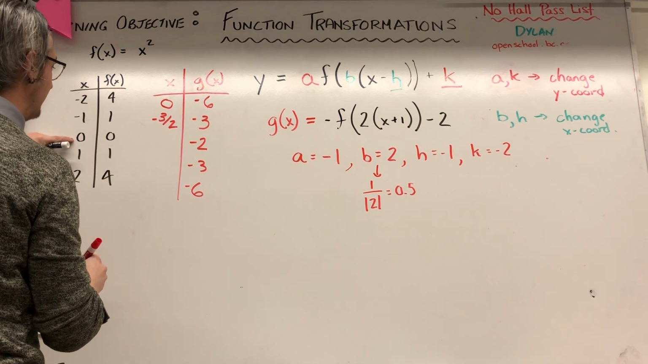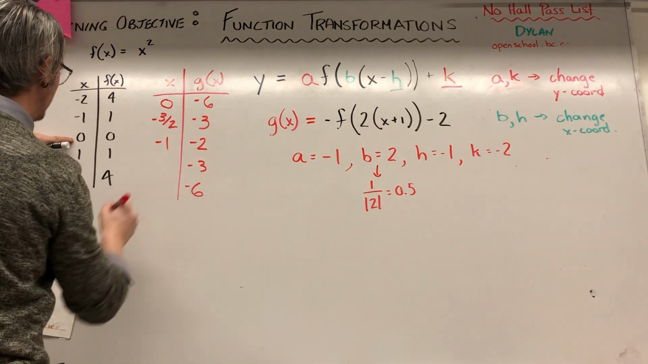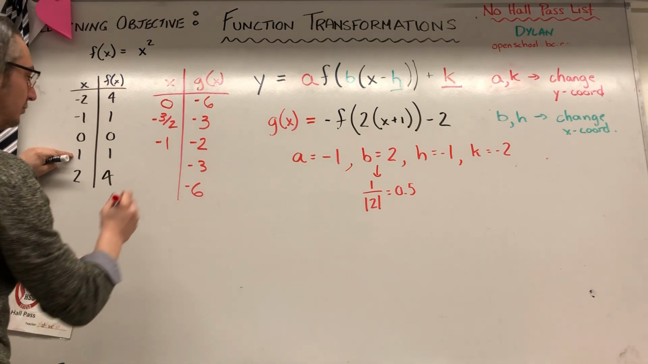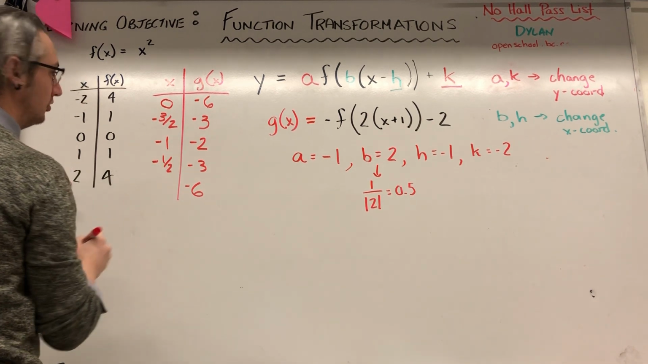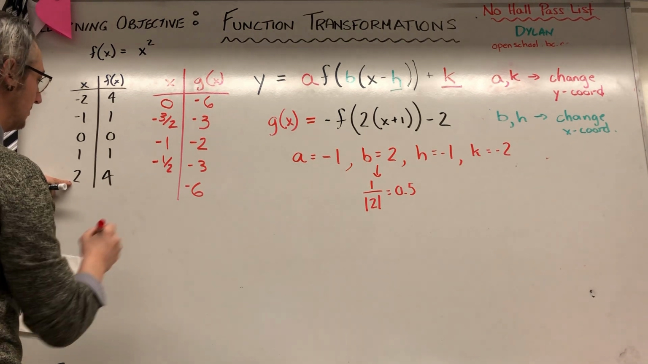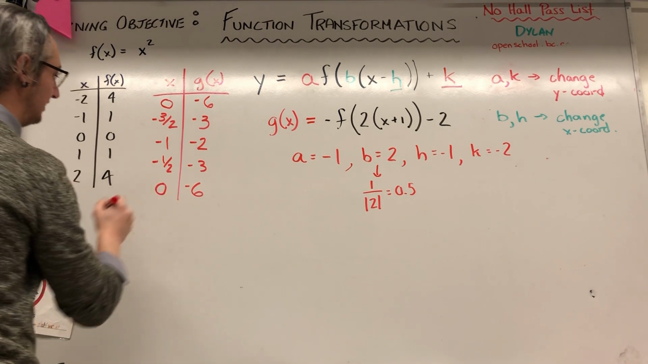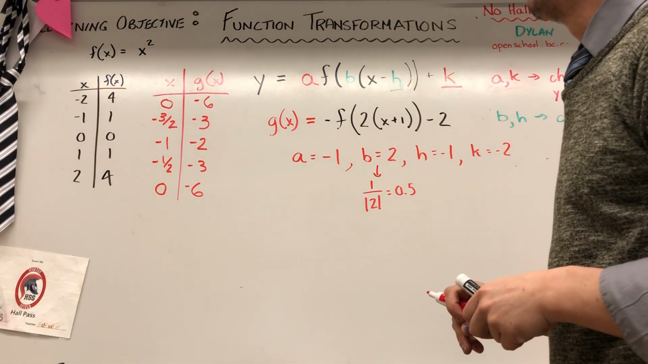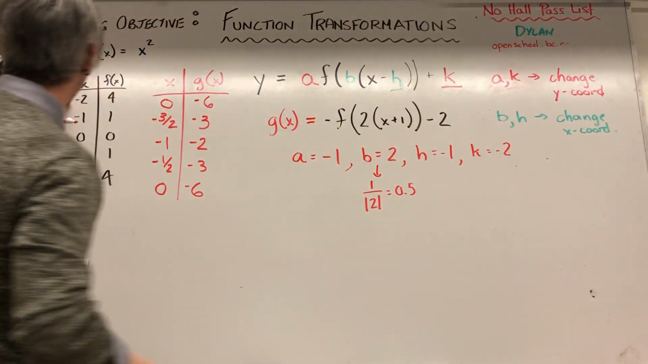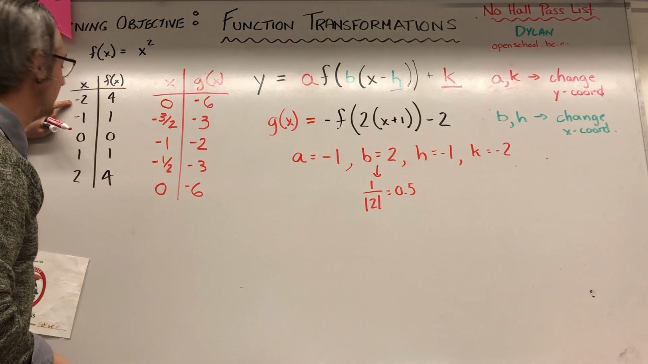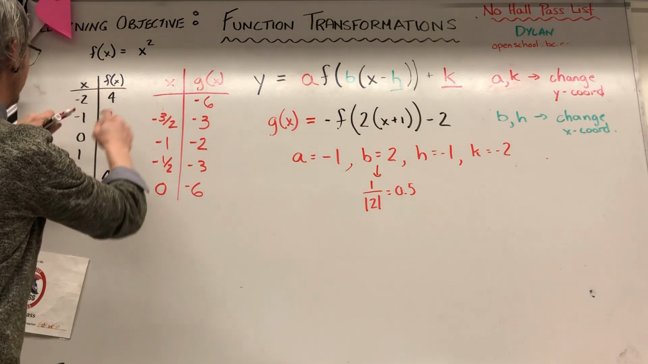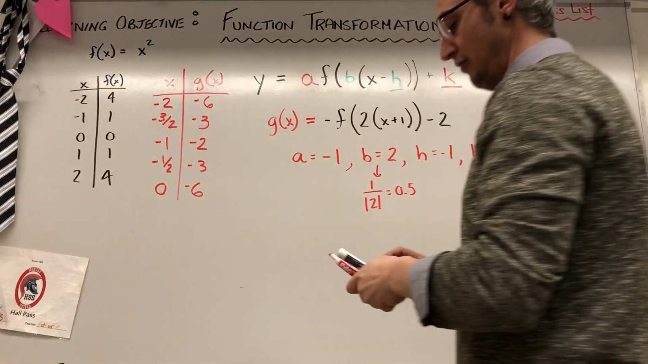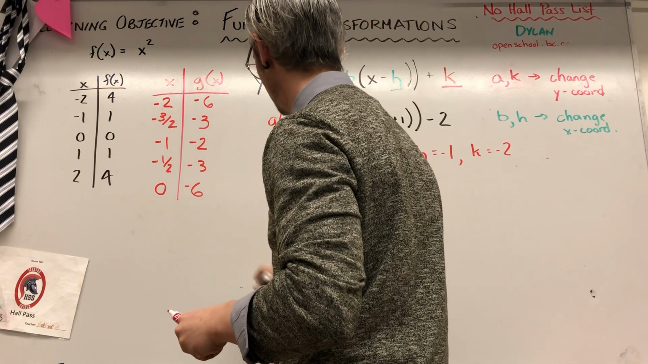0 times 0.5 is 0, minus 1 is -1. 1 times 0.5 is 0.5, minus 1 is -0.5. 2 times 0.5 is 1, minus 1 is 0. Okay? Whoops, this can't be right. -2 times 1/2 is -1, minus 1, that should be -2, my bad. This makes more sense. So there's my new function, and again, I can graph my original.